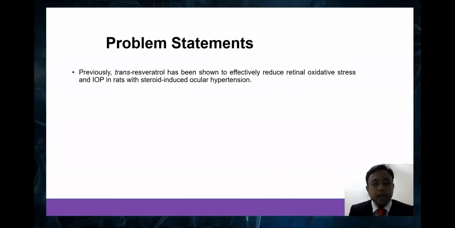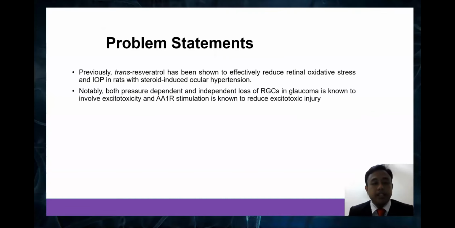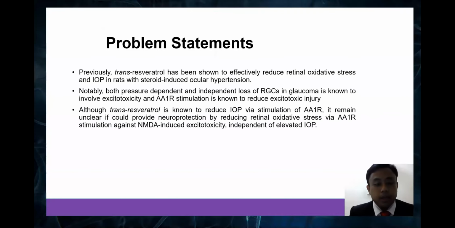For my problem statement, previously trans-resveratrol has been shown to effectively reduce retinal oxidative stress and IOP in rats with steroid-induced ocular hypertension. Notably, both pressure-dependent and independent loss of RGCs in glaucoma is known to involve excitotoxicity, and adenosine A1 receptor stimulation is known to reduce excitotoxic neuronal injury. Although trans-resveratrol is known to reduce IOP via stimulation of the adenosine A1 receptor, it remains unclear whether it could provide neuroprotection by reducing retinal oxidative stress via adenosine A1 receptor stimulation against NMDA-induced excitotoxicity, independent of elevated IOP.